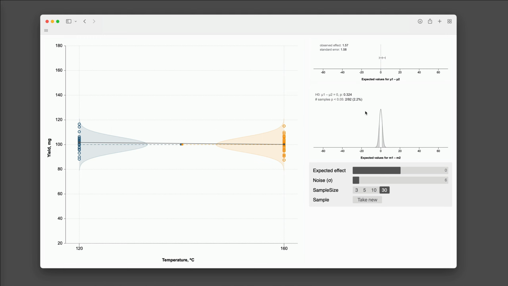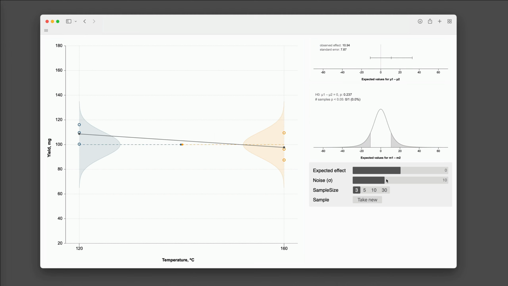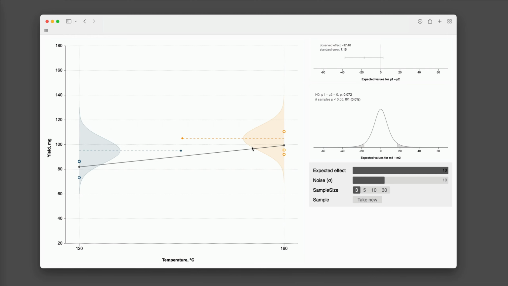Now, what happens if you indeed have an effect, right? So let me get back to sample size 3, and then the noise will be, for example, 10 again. And then I will make an effect, for example, of 10. The difference between the population means is 10. It's one standard deviation if we talk about one single population. So in this case, the null hypothesis is wrong. It means that we have an effect, right?